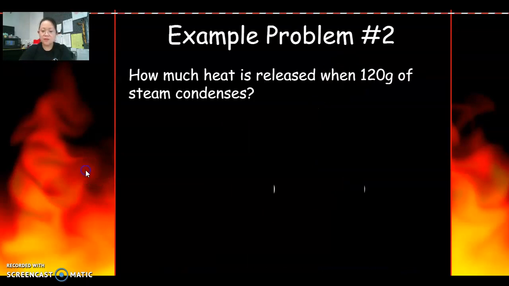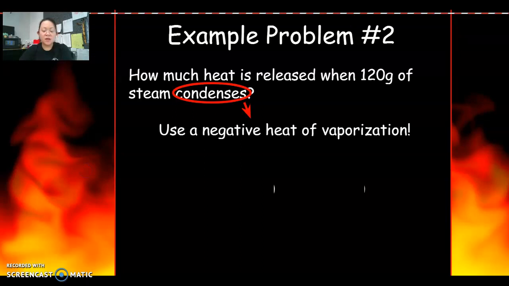Now, for example, problem number 2. In this case, we're wanting to know how much heat is released when 120 grams of steam condenses. So we're dealing with gas at this point, and it's changing into liquid. So we're condensing. So we're going to be using heat of vaporization, but since we're going in the opposite direction in terms of heat energy, we're going to make that a negative number. So negative heat of vaporization. So for this formula, it's Q equals M times H, but this time we're using heat of vaporization. So that's what that little V stands for.